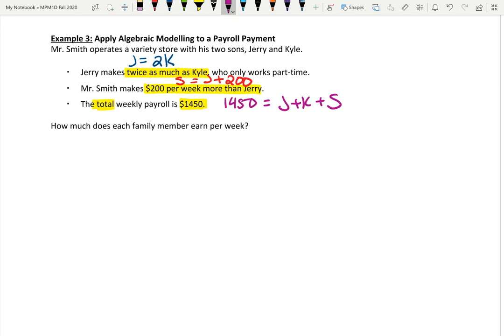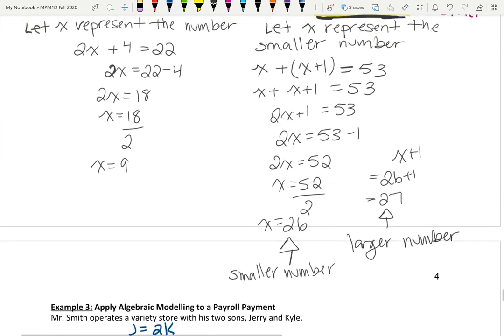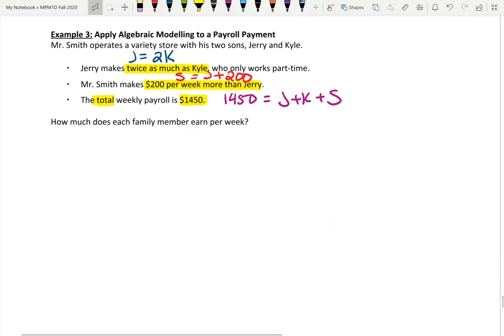Just as I was saying in the previous question, I only want one variable. I don't want different variables for Jerry, Kyle, and Mr. Smith, because how am I supposed to solve for J, K, and S if I don't have any other information to work with? I want one unknown variable in my equation. Once I solve for my unknown variable, I can apply it to find the other unknown information in the question. So I'm going to do the same over here.